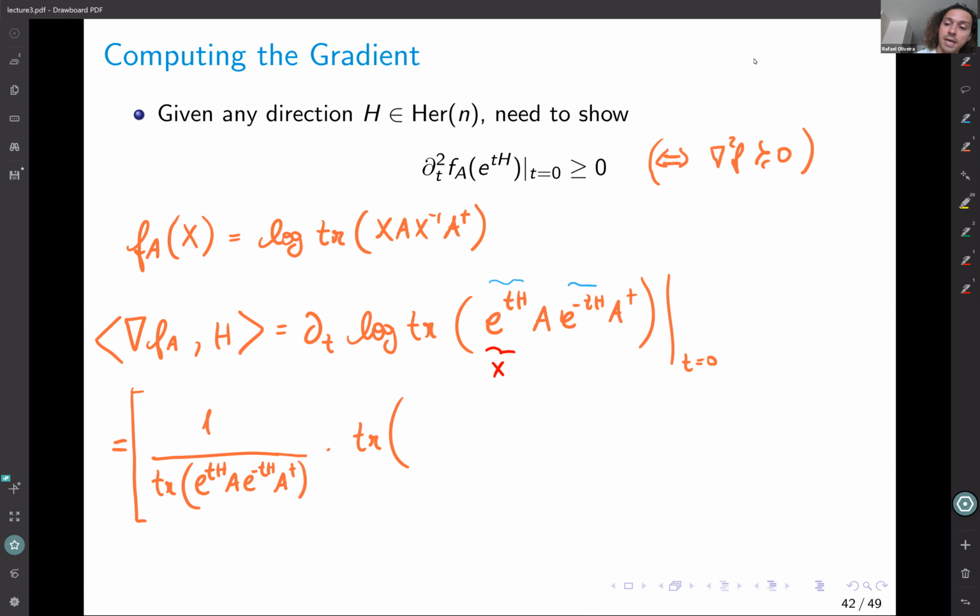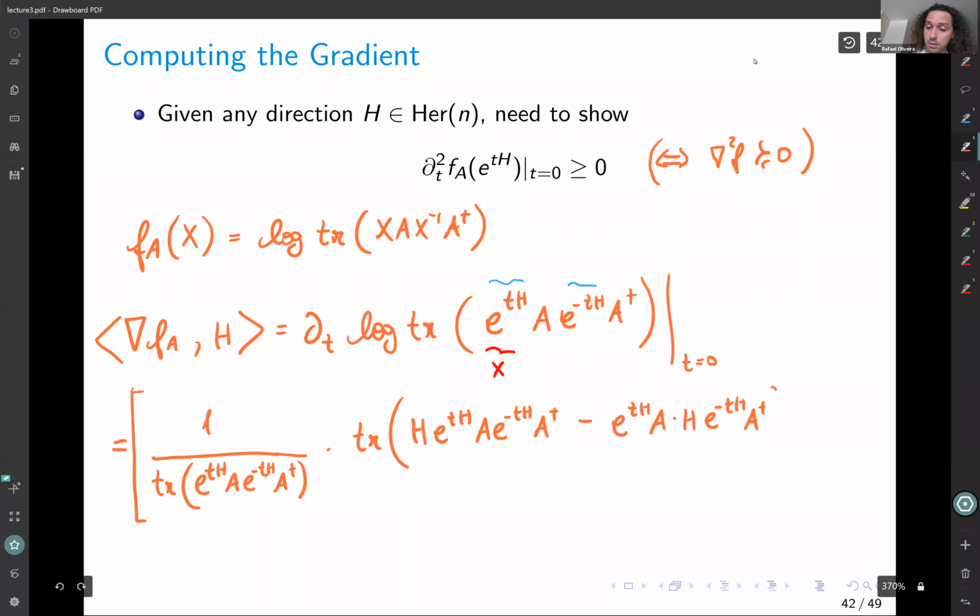here we're going to have h, a, e to the minus th, sorry, it is h, e to the th, my bad. So it's h, e to the th is the first derivative, and then we have a, e to the minus th, a dagger, and then we have the second derivative, which will be minus e to the th, a, then we have times h, e to the minus th, a dagger, right?